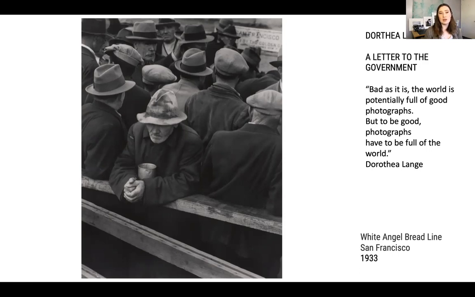So Dorothea went to these often camps, and I use that lightly. It was a lot of people who were transient populations just traveling around looking for work, and often they would find temporary work as farmers. So this is the White Angel bread line in San Francisco. There was, I believe, just a woman who started baking bread for people and passing it out. They dubbed her the White Angel, and so there would often be a line as she was passing out bread in San Francisco.